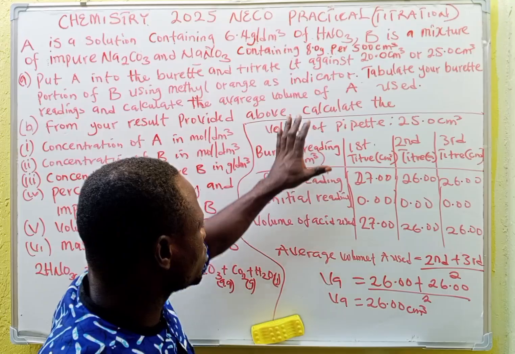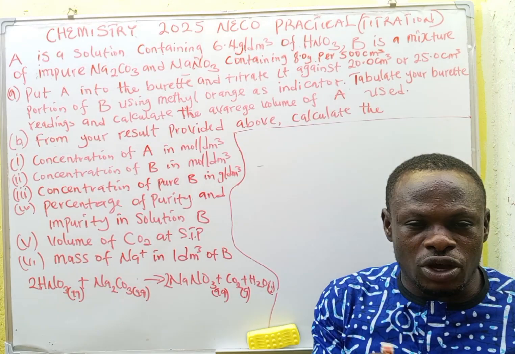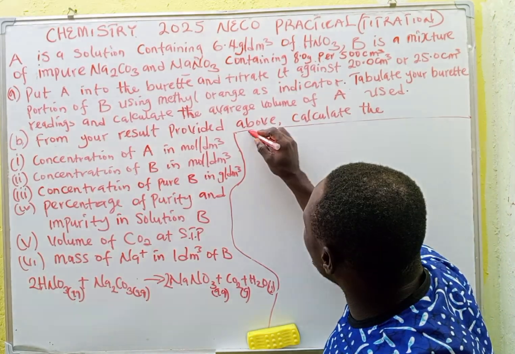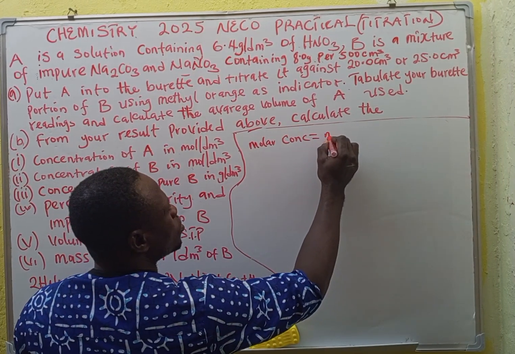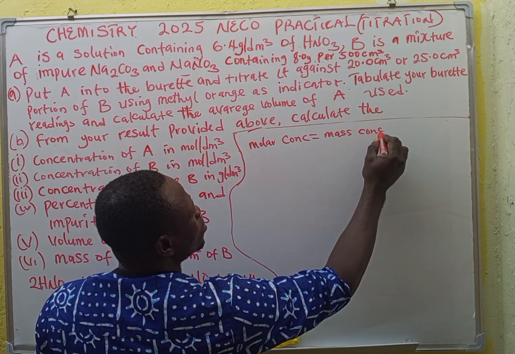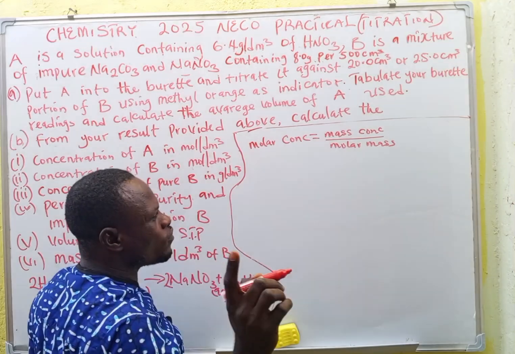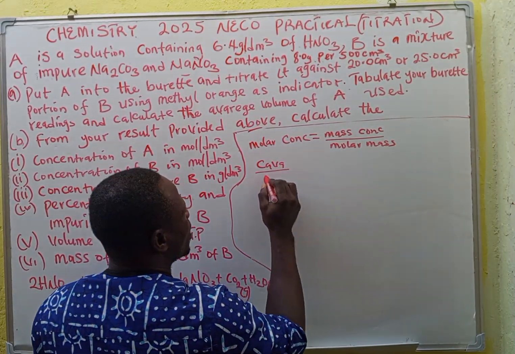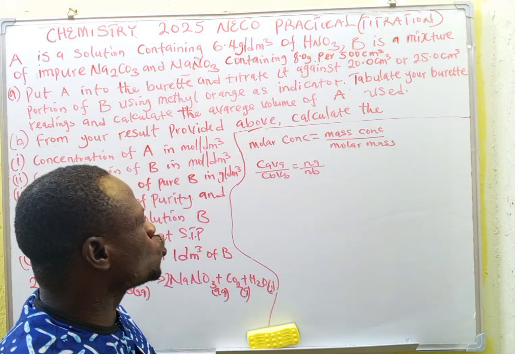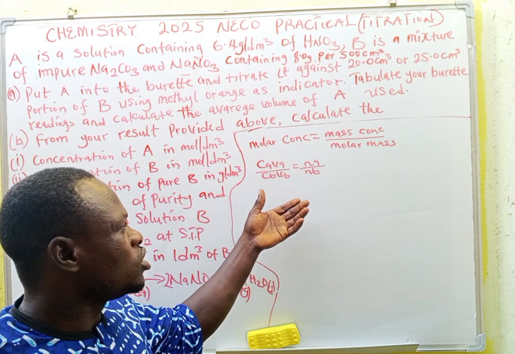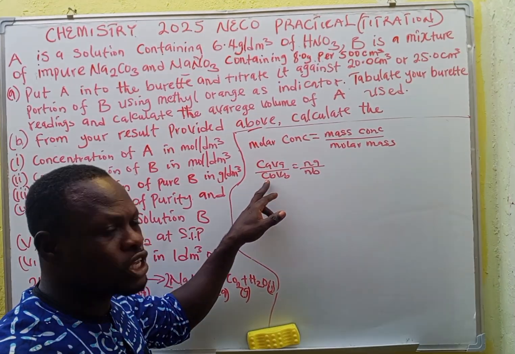Is that understood? So having done moles per dm, just remember concentration in moles per dm has two formulas. One of the formula is molar concentration is equals to mass concentration over molar mass. Second formula, CAVA over CBVB is equals to NA all over NB. These are the two formulas used in calculating concentration in moles per dm. In this case, you must substitute one in each of the concentration here must be in moles per dm.